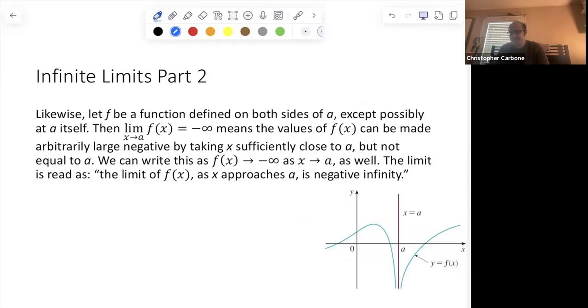Likewise, that was positive infinity that we just saw. The same thing applies for negative infinity. So if we have a function defined on both sides of a, except possibly at a itself, the limit as x approaches a of f of x equals negative infinity means the values of f of x can be made arbitrarily large, negatively, by taking x sufficiently close to a, but not equal to a. We can write this as f of x approaches negative infinity as x approaches a as well. So it keeps decreasing without bound, and because of that, negative infinity.